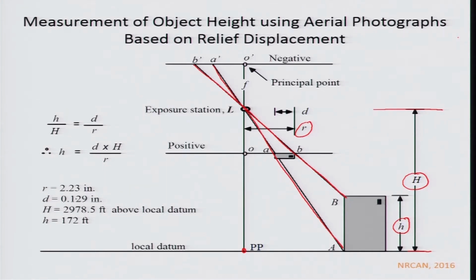So, for example, this is your observation that r is 2.23 inches, d is 0.129 inches, the height of the flight is 2978.5 above local datum, and the height of the object with respect to datum is 7172 feet. With this, you can calculate the height of the object. Sorry, this is the height you will obtain from this one.